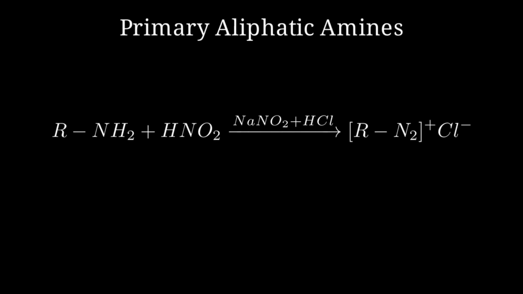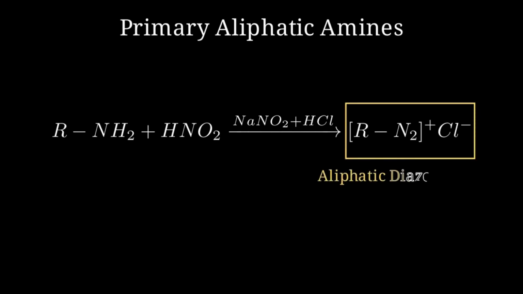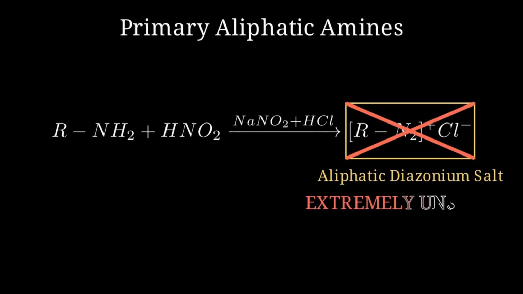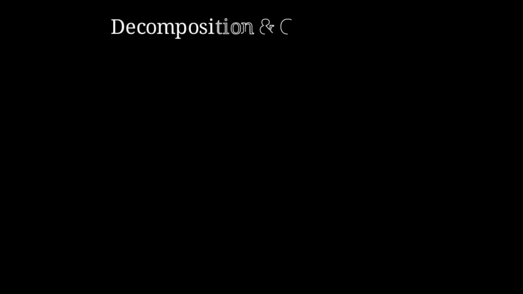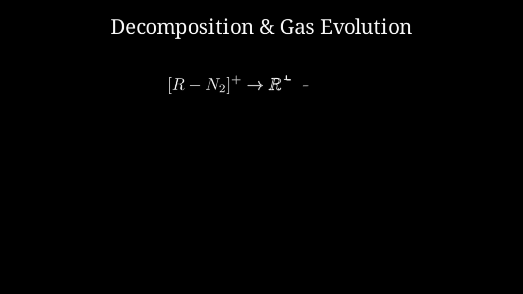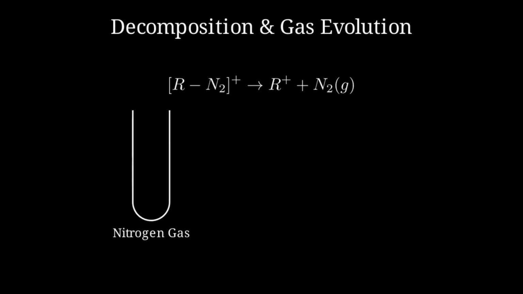When a primary aliphatic amine reacts with nitrous acid at 0 to 5 degrees Celsius, it forms an extremely unstable aliphatic diazonium salt. These salts are so reactive that they decompose almost immediately at room temperature. As the diazonium salt decomposes, it releases nitrogen gas, which appears as brisk effervescence in the test tube. This leaves behind a highly reactive carbocation, which then reacts with water or other nucleophiles in the solution.